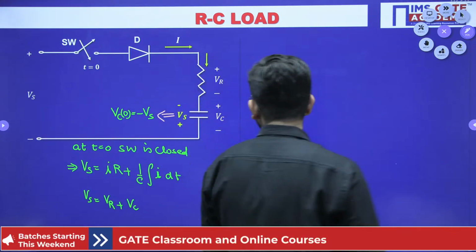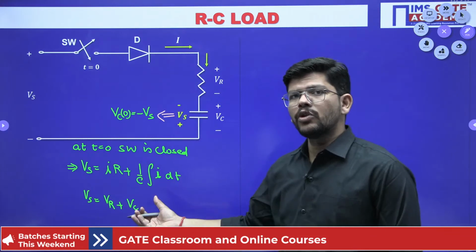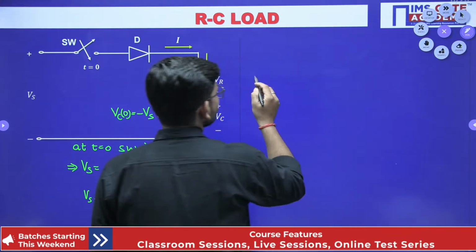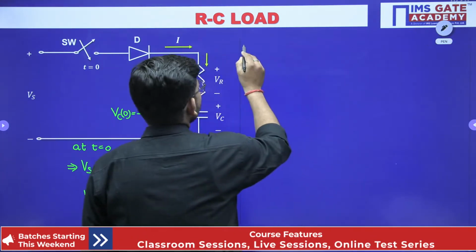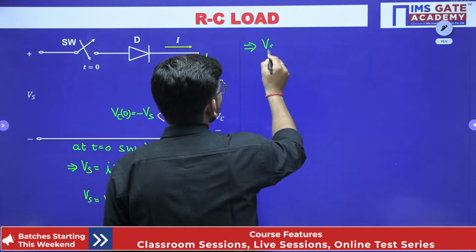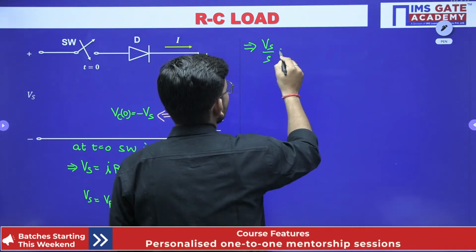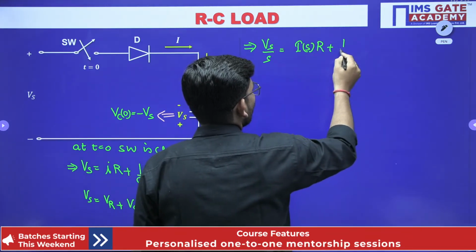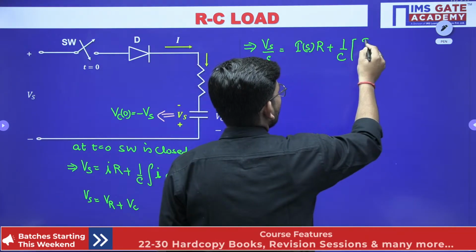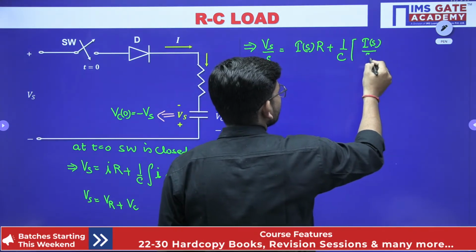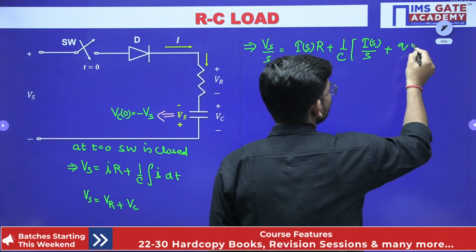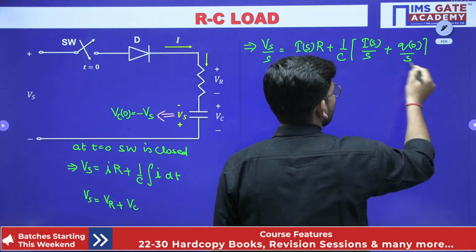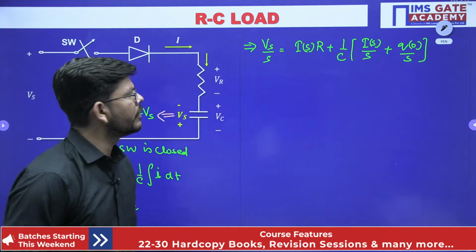Now if I am again taking the help of Laplace transform to solve this equation, I am going to get Vs over S is equal to Is into R plus 1 by C Is over S plus Q0 over S. I have applied the Laplace transform here.